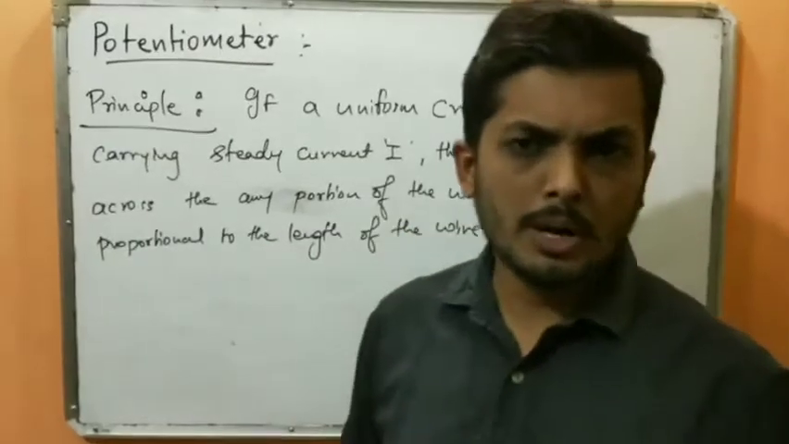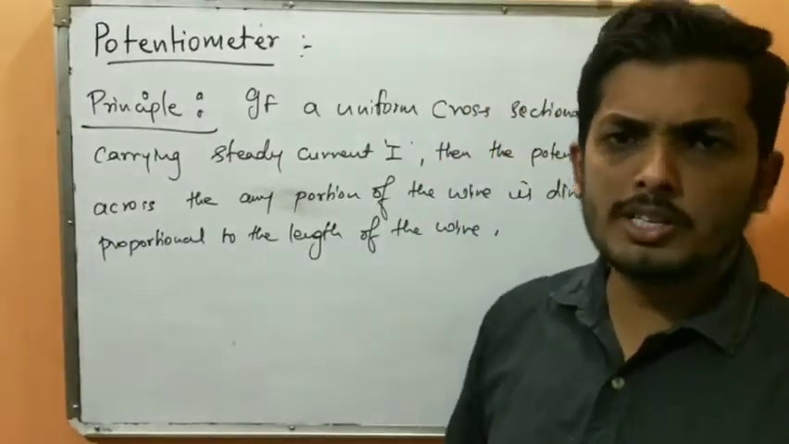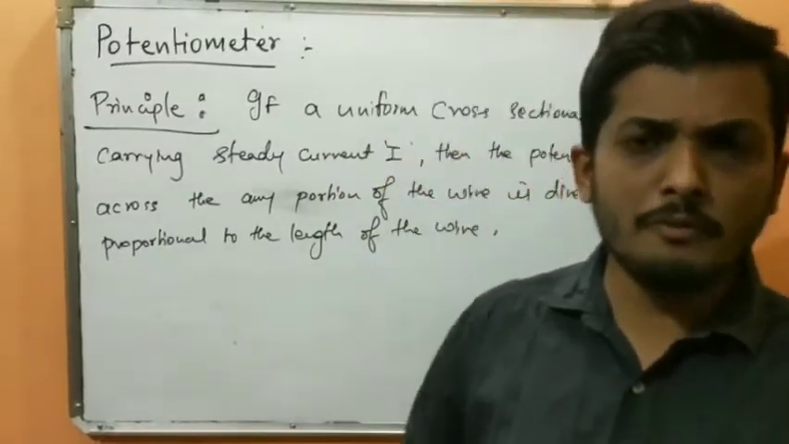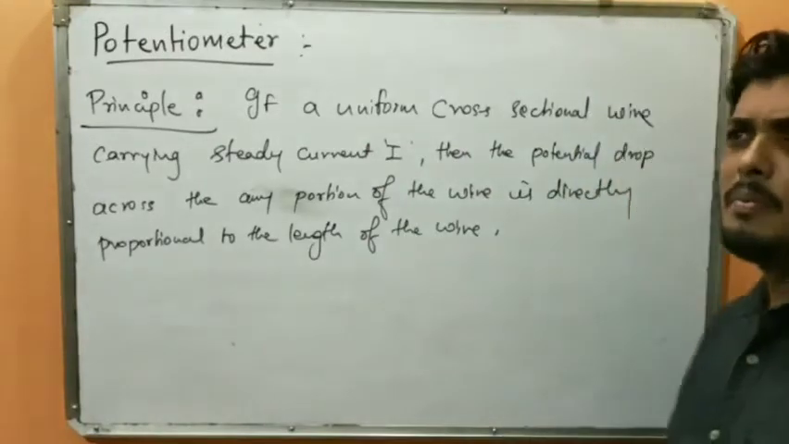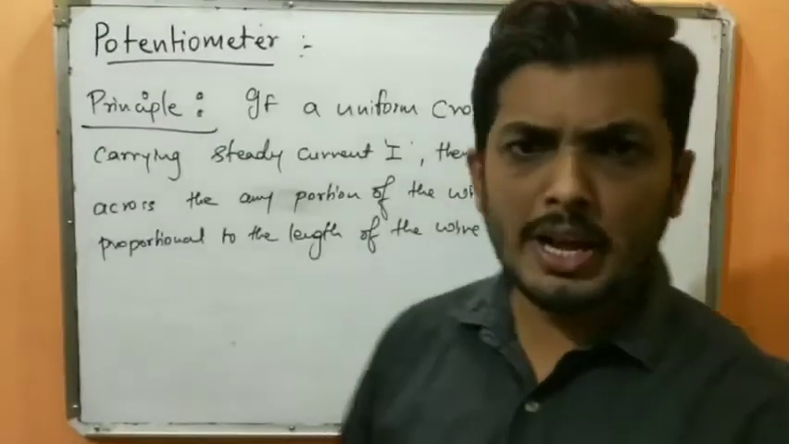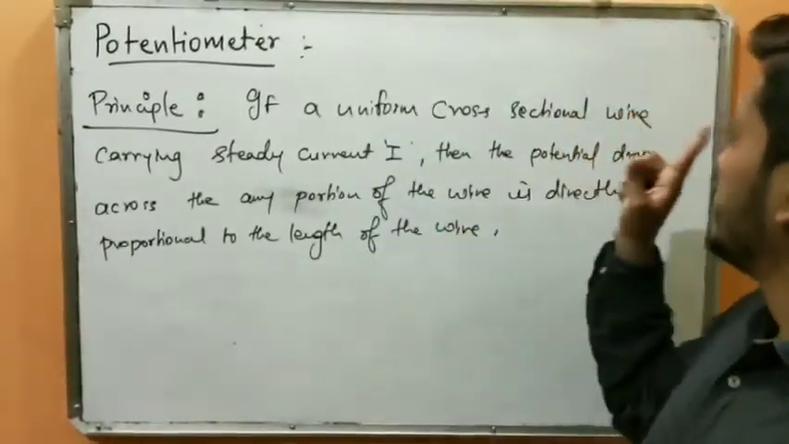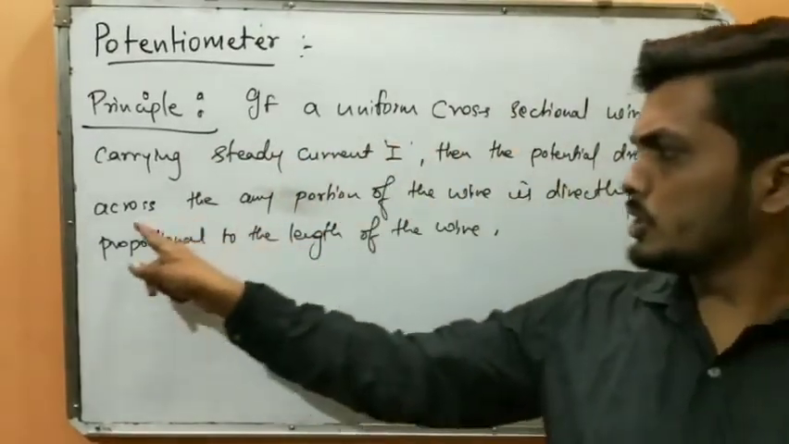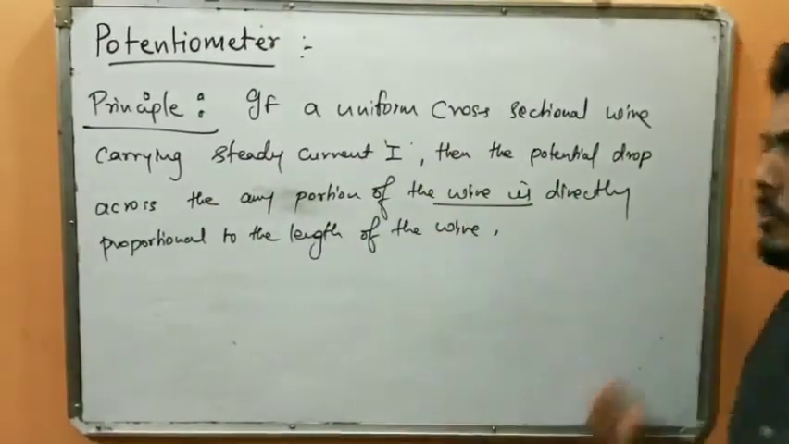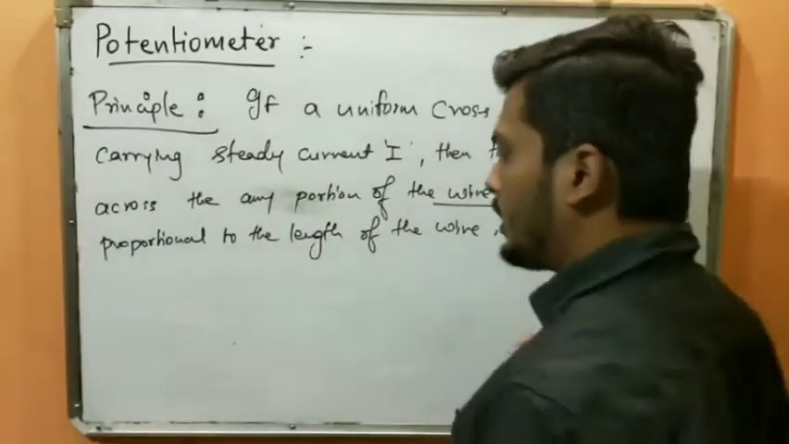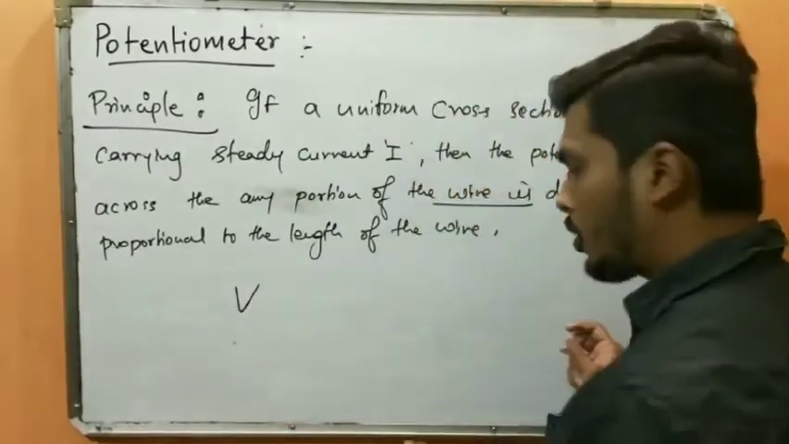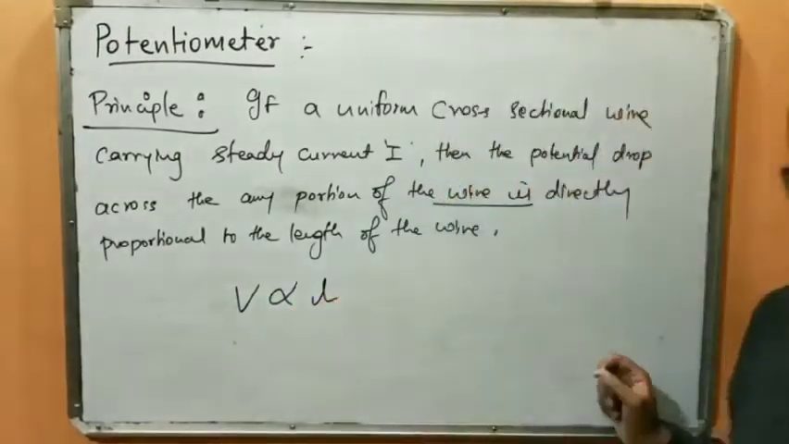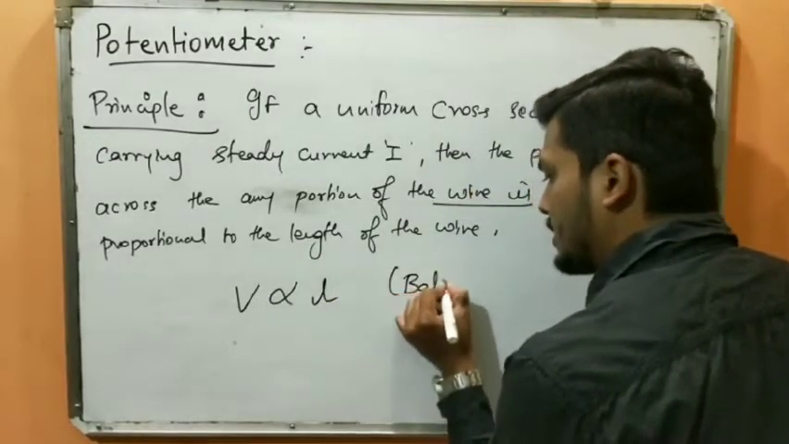You can remember in the meter bridge what exactly. So simple principle, what it states is, if a uniform cross-sectional wire, remember the wire which I took in the meter bridge, the same wire, maybe manganin or constantan, because basically it should be an alloy, and I told you the conditions also. So if a uniform cross-sectional wire is carrying a steady current I, then the potential drop or the fall in the potential across any portion of the wire is directly proportional to the length of the wire. So what they are telling you is, the potential across any two portions of the wire will be directly proportional to the length of the wire. This length is the balancing length.